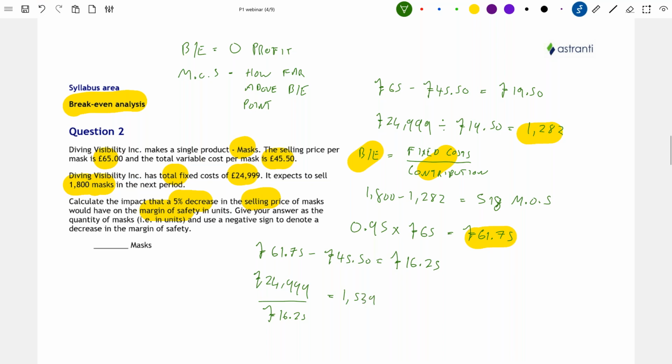Now, a quick point that I'd like to make. If you're following these calculations along by yourself, you might have noticed that I have actually rounded this up. So if I calculate to find the precise decimal, it's 1,538.4. Now the reason I've rounded it up is that, remember, we can't sell a fraction of a mask.